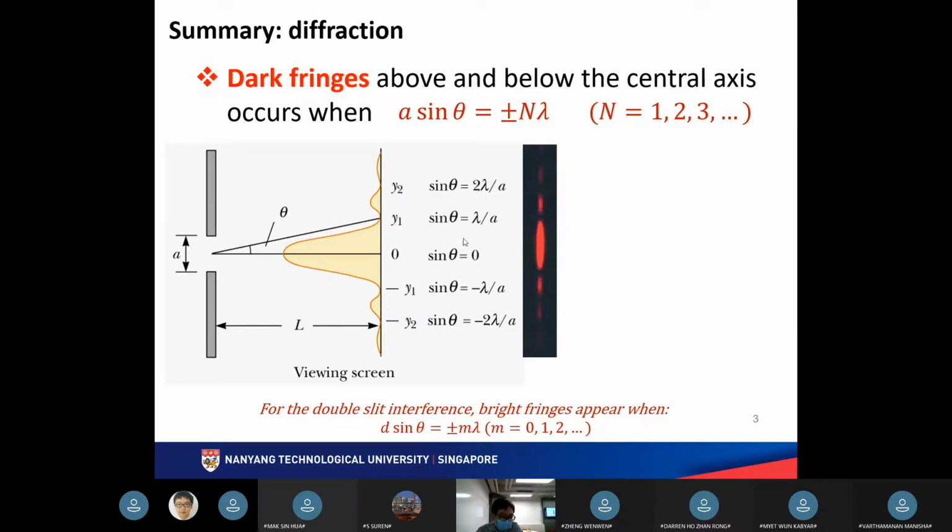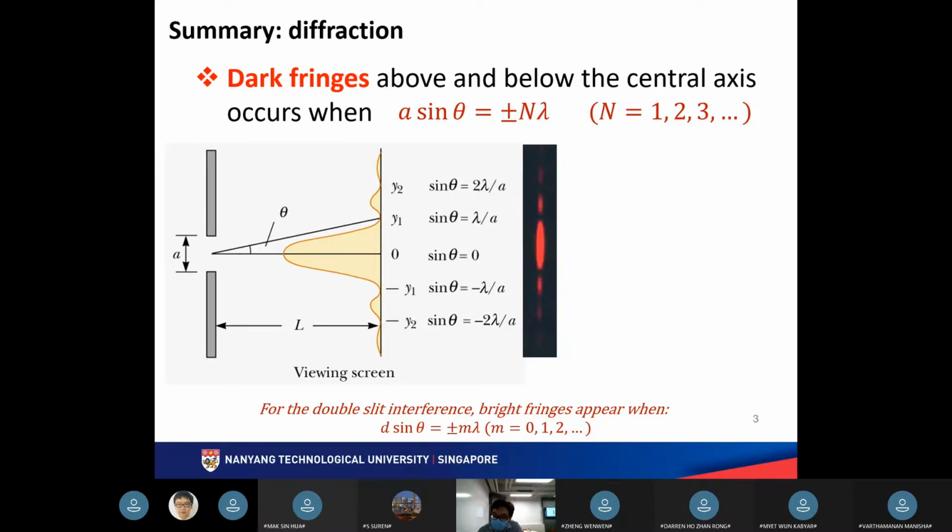So first, it can correspond to different things. Second, this prefactor a and d are different. In Young's double slit experiment, d refers to the distance between the two slits, while for single slit, this a is the width of the slit. So this is the second difference.